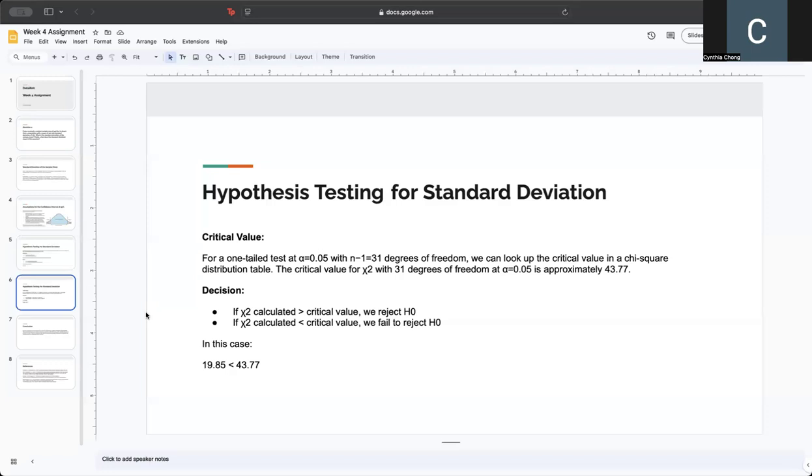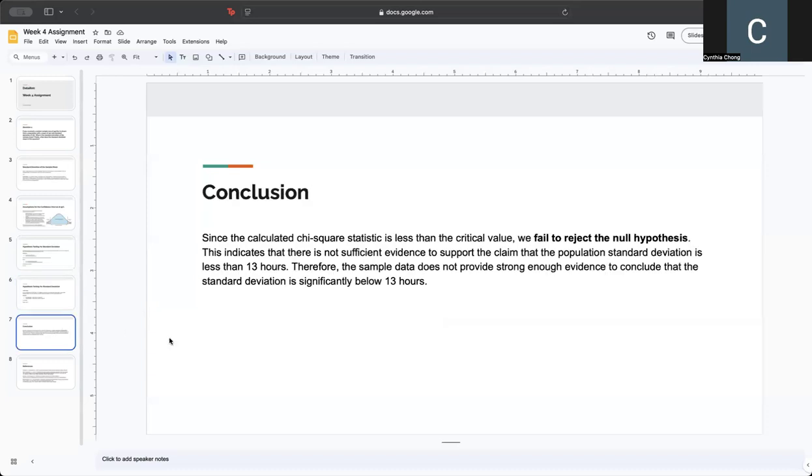And in this case, 19.85 is less than 43.77, the critical value after calculation. The conclusion is, since the calculated chi-square statistic is less than the critical value, we fail to reject the null hypothesis. This indicates that there is not sufficient evidence to support the claim that the population standard deviation is less than 13 hours. Therefore, the sample data does not provide strong enough evidence to conclude that the standard deviation is significantly below 13 hours.